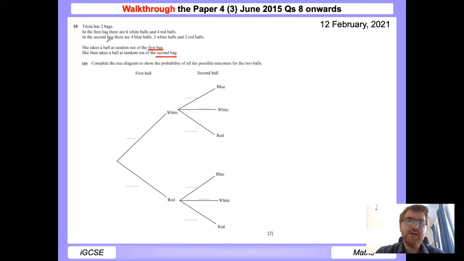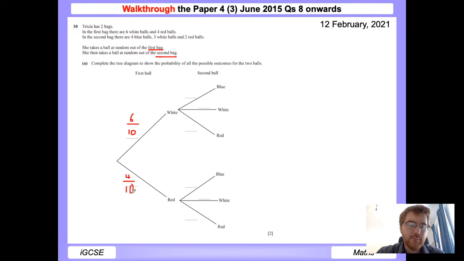So if we take our first bag, the number of white balls there are 6. And we have 10 balls in this total, so this will be 6 out of 10. And then for the probability of red, there will be 4 red balls of 10 as well.